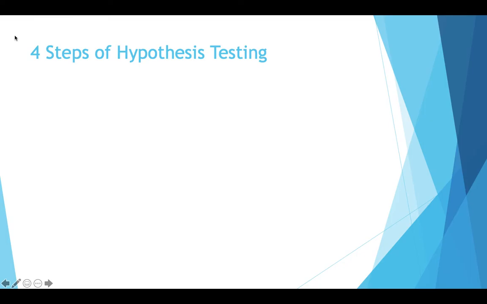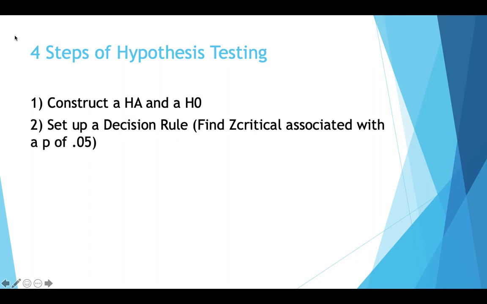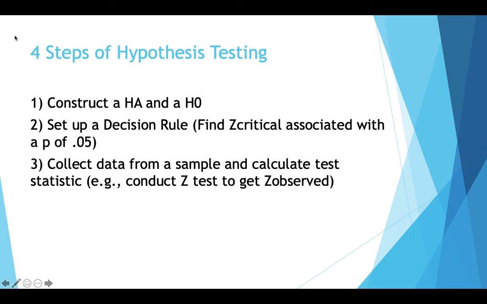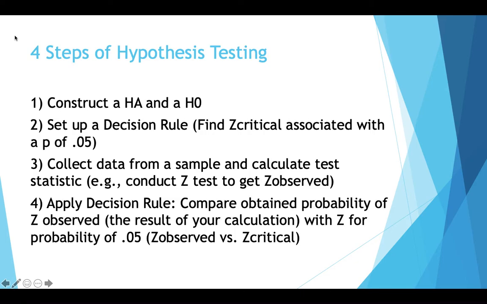Okay, the 4 steps of hypothesis testing. First, we construct our null and our alternative hypotheses. Then we set up a decision rule. We find the z critical value associated with a p of 0.05. We then collect data from a sample and calculate the test statistic. So we conduct a z-test to get a z-observed value. Then we apply our decision rule.